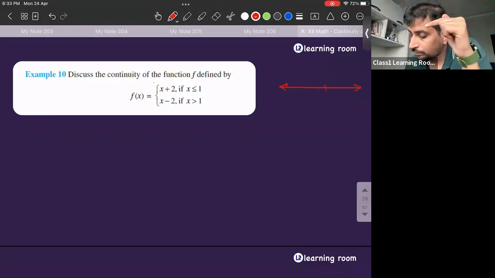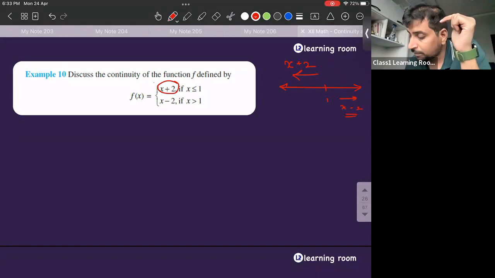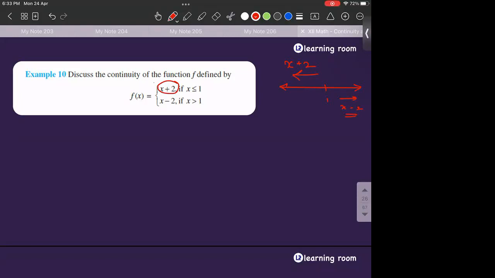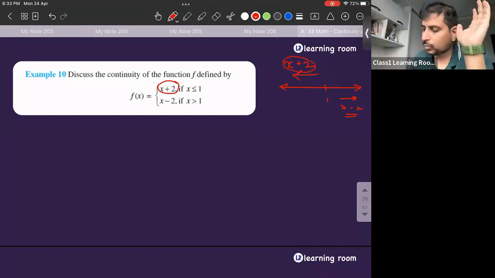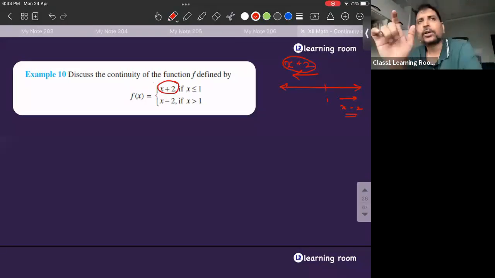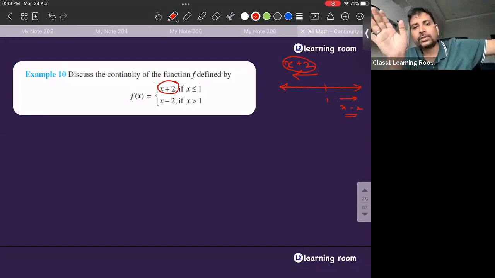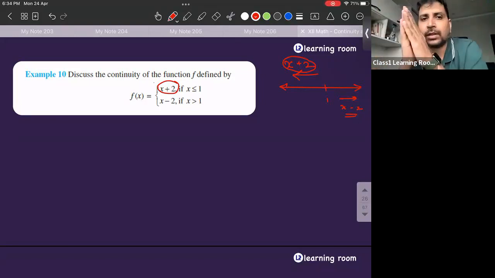On the real number system, if I take 1 to be here, on the left of 1 the function is x plus 2. On the right of 1, the function is x minus 2. I hope this is clear. x plus 2 and x minus 2 are polynomial functions, and polynomial functions are always continuous. So x plus 2 is individually continuous, x minus 2 is individually continuous.